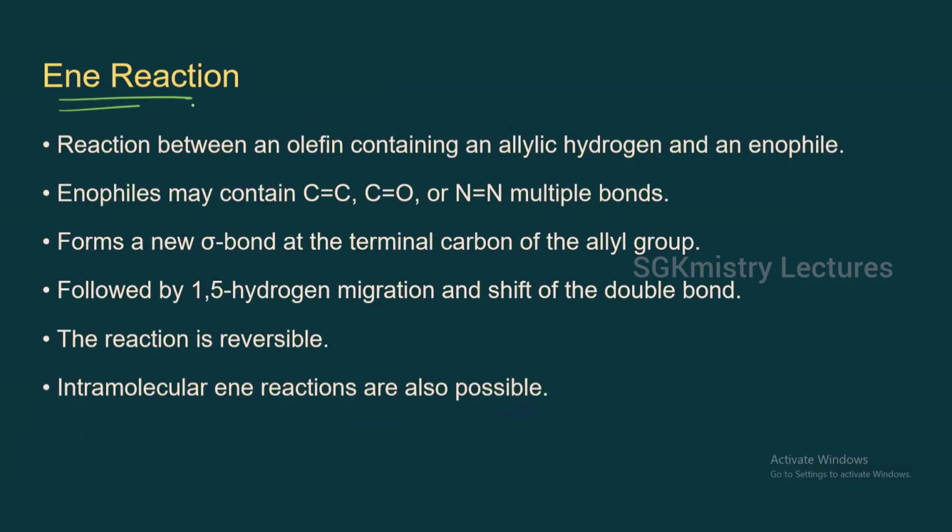Next, coming on to the Ene reaction. The Ene reaction involves the addition of an olefin having an allylic hydrogen, okay, and the enophile, that is a compound having a double bond. So it can be C double bond C, C double bond O, or N double bond N, multiple bonds. So this reaction between the olefin as well as the enophile is called the Ene reaction.